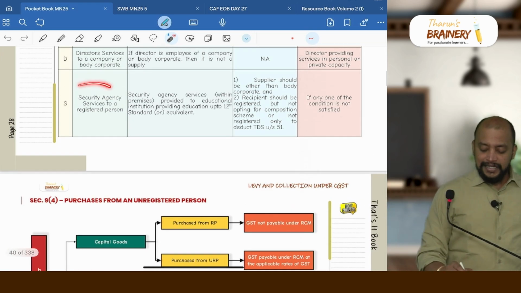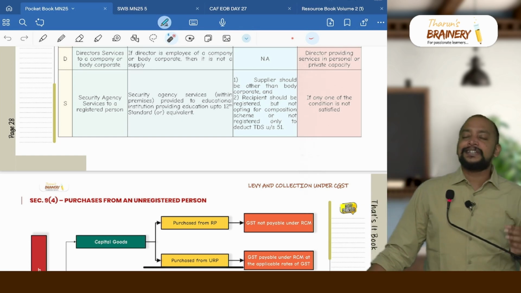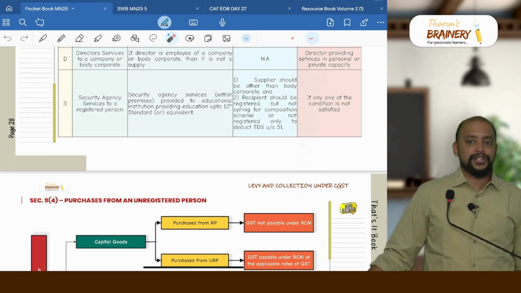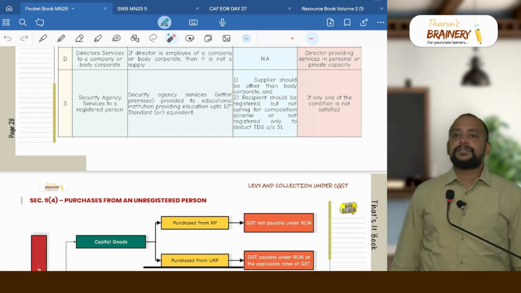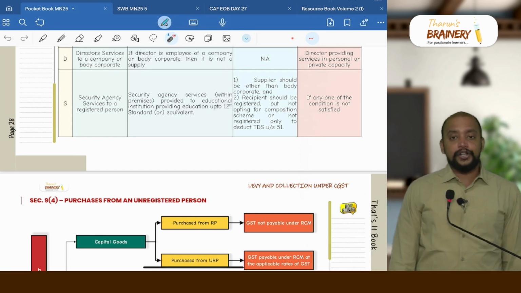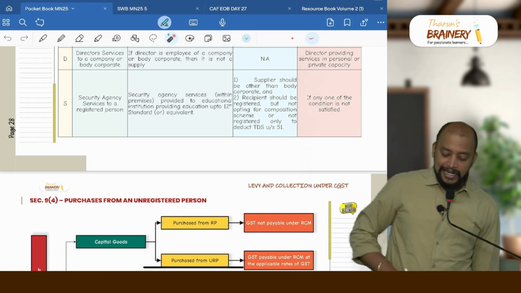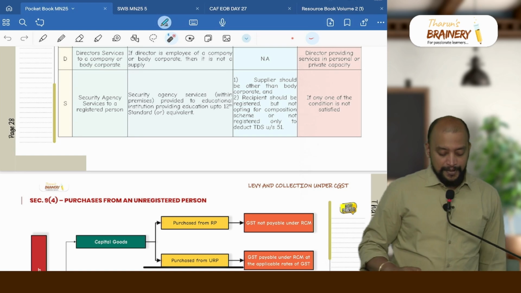Then security agency services to a registered person. In this case we have an exemption, that is if the security agency service is provided to an education institution providing education up to 12th standard or equivalent, then it will be exempted. And we have 2 conditions for RCM. Supplier should be other than body corporate, and recipient should be registered but not opting for composition scheme, and not registered only for deducting TDS. If any one condition is not satisfied, then it will be covered under FCM.